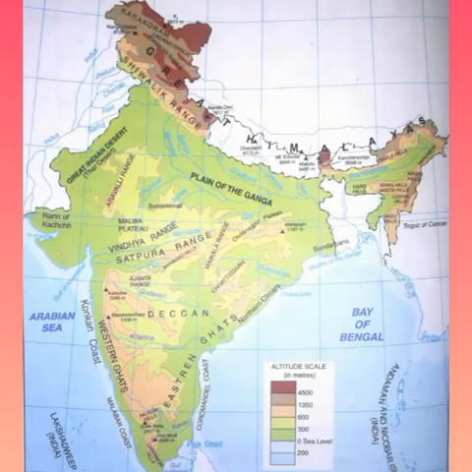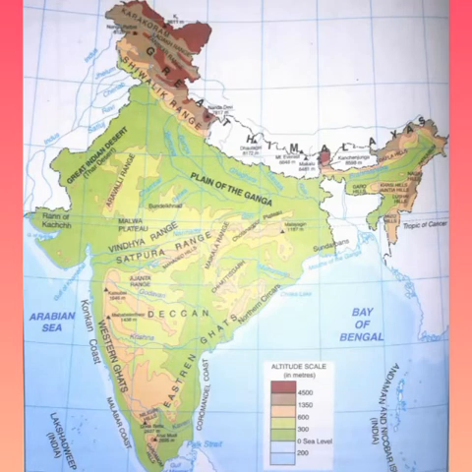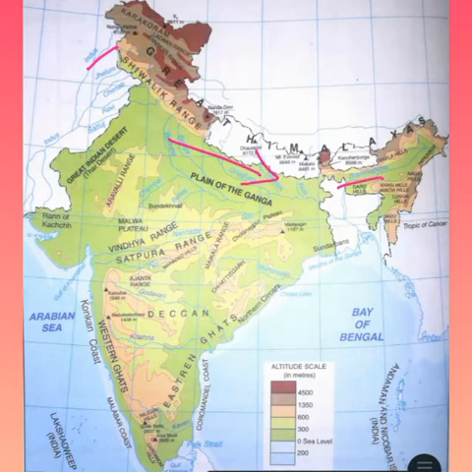Now let's talk about the Himalayas. The Himalayas extend from the Indus River in the west to the Brahmaputra River in the east. Himalayas means the abode of snow, or you can say home to snow. These mountains run from west to east for about 2,500 kilometers. The width varies from about 400 kilometers in the west to about 150 kilometers in the east.